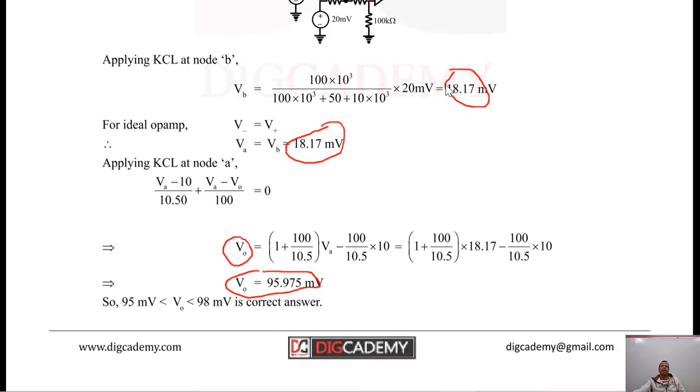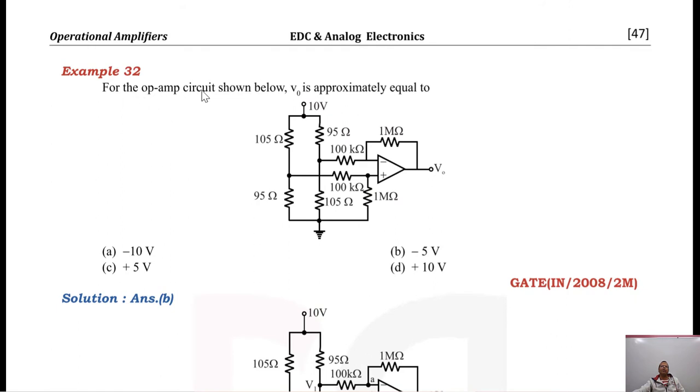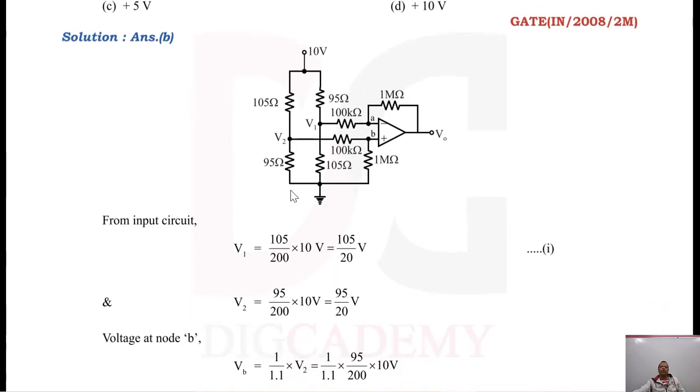Fine. So now let us see the next example. For the op-amp circuit shown below, the output is approximately equal to, so you have to find the output voltage at the output terminal. So the procedure is again same. What we do, find the voltage at this node, find the voltage at this node, then find the voltage at the non-inverting terminal, and find the voltage at the inverting terminal. That is the procedure. So what is voltage V2 and V1?